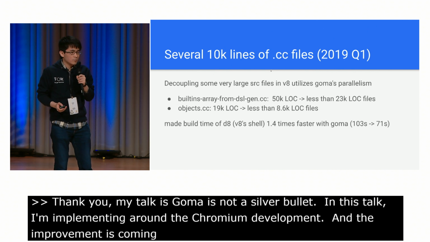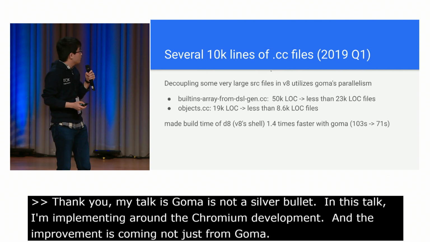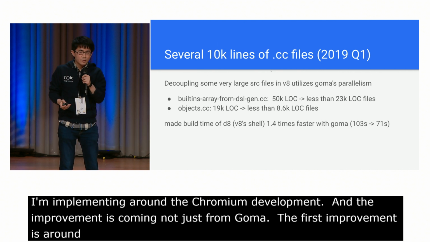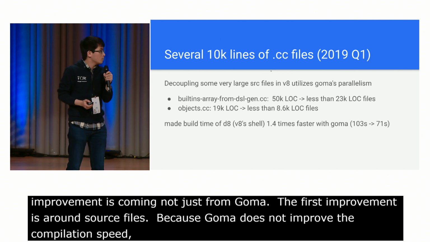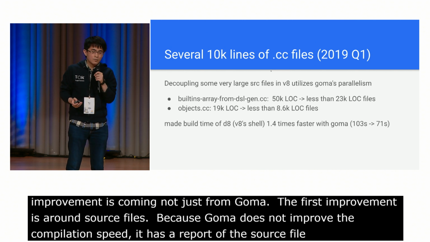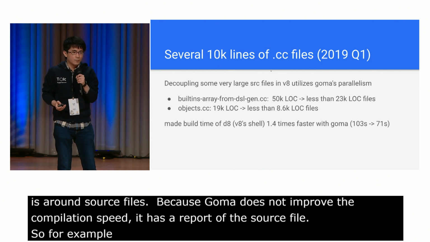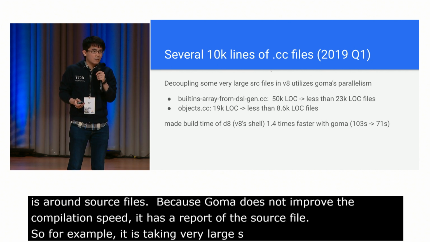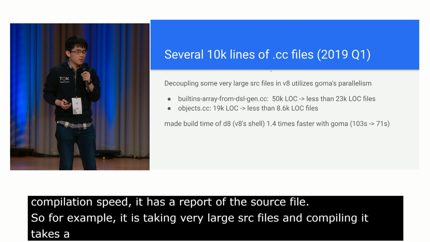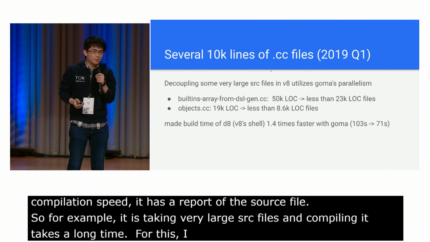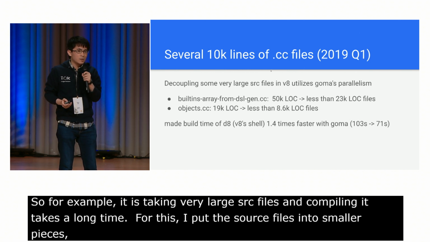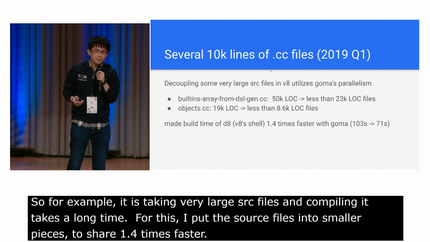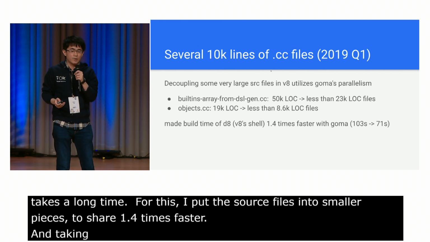The first improvement is for slowness around very large source files. Because Goma does not improve the compilation speed itself, using Goma may not be so effective for large source files. For example, V8 has some very large source files, and compiling those files takes a long time. That harms Goma's parallelism. For this, I split some large source files into smaller pieces, and that made the build time of V8 shell 1.4 times faster by using Goma. So having smaller pieces rather than large source files utilizes Goma well.